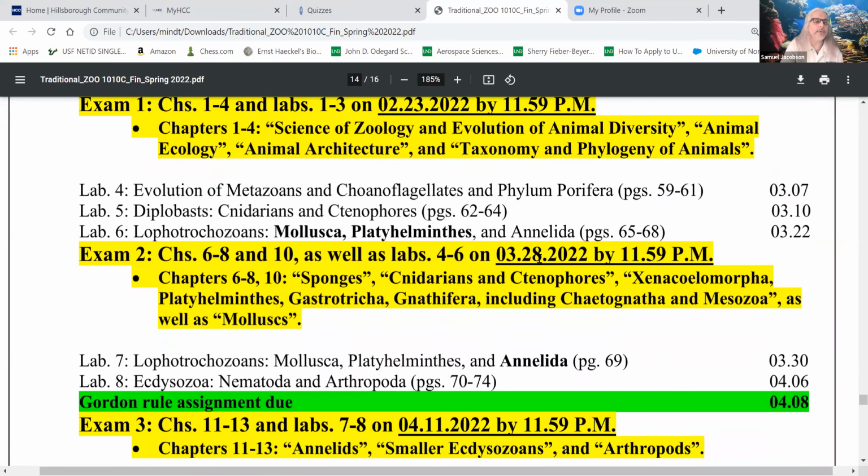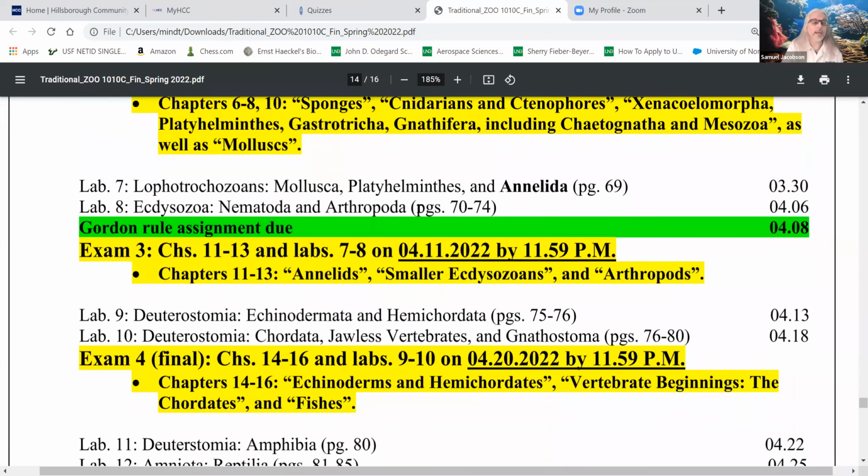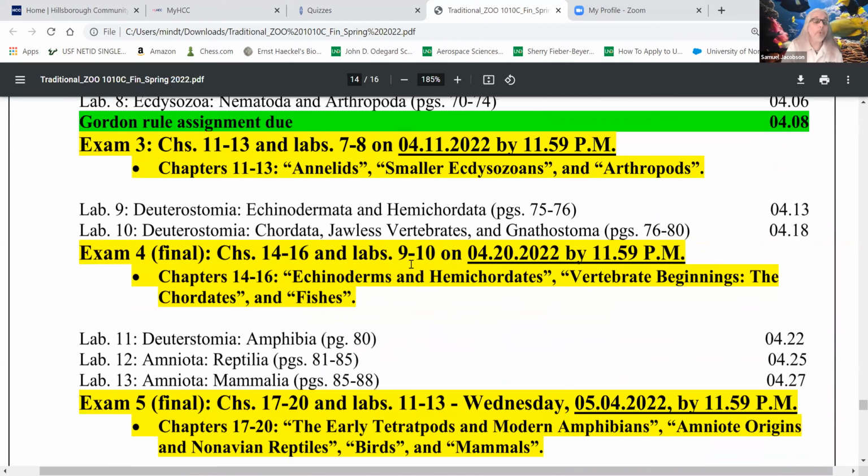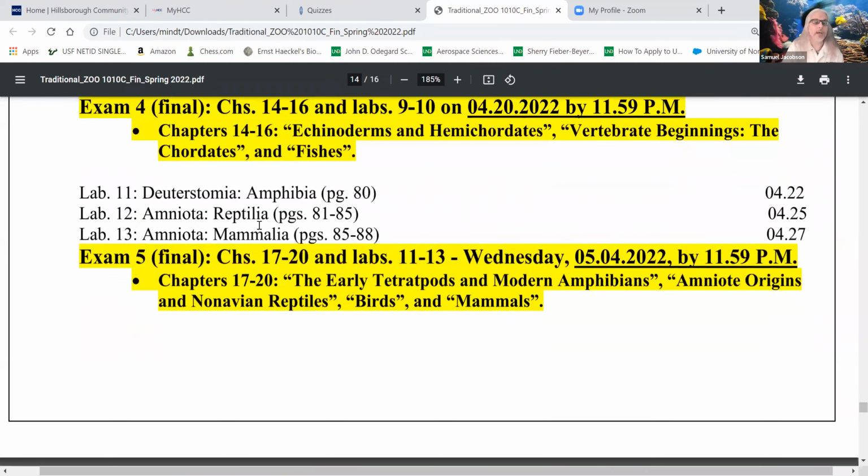The second set of labs and the second set of chapters are for test number 2, and you see it's on the 28th of March. Exam 3, exam 4, and exam 5. There you go. And you can see when the final is, just the last test. It's not cumulative, it's just this. Labs 11 to 13, I have it right there. Chapter 17 to 20 and labs 11 to 13.